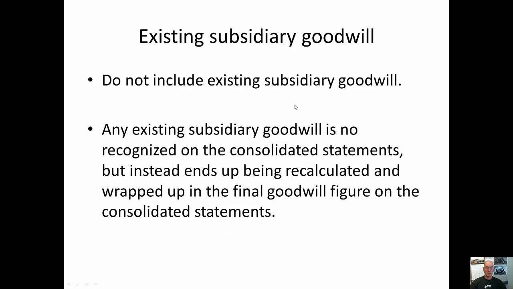So first, a note on goodwill in the individual books of the subsidiary. We do not include that goodwill as an asset at all when we do our own calculation. So what happens effectively is that we wipe out the subsidiary's goodwill, we replace it with a brand new calculation and one single number on the consolidated financial statements. And if you think about it, this makes a lot of sense.